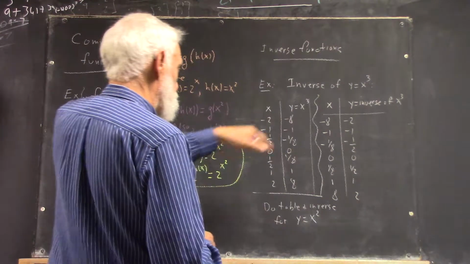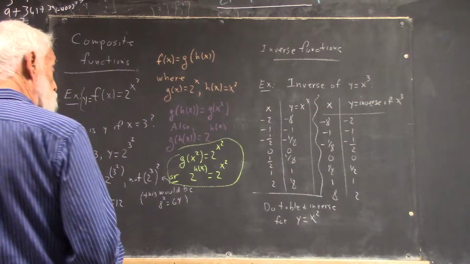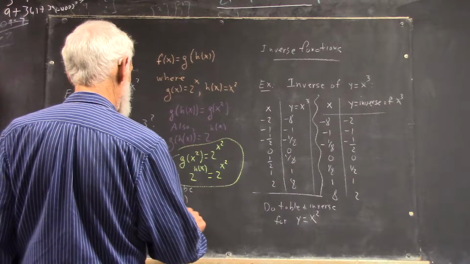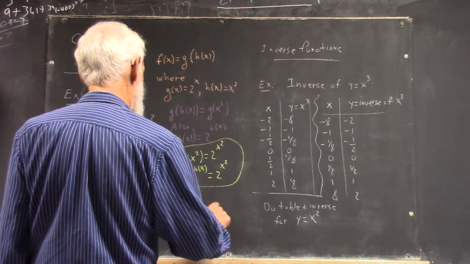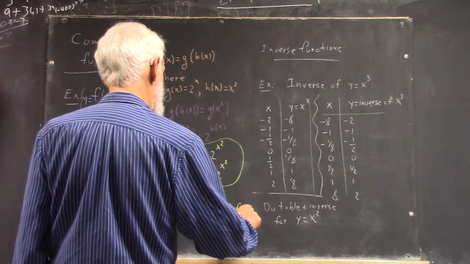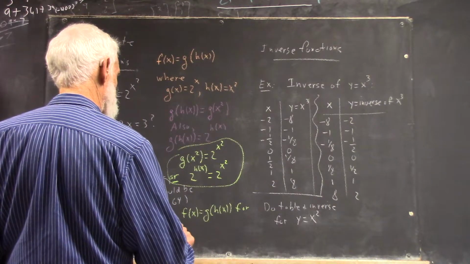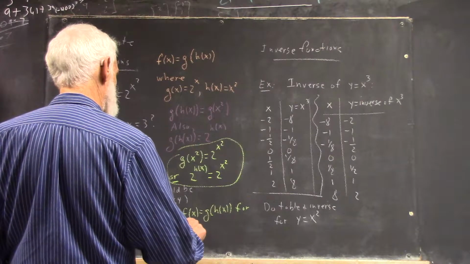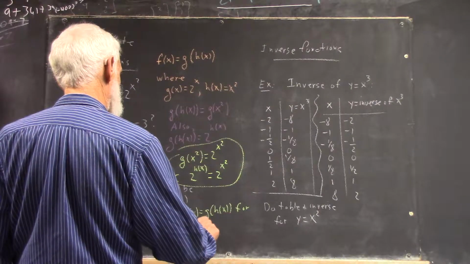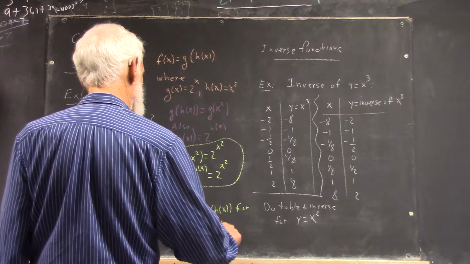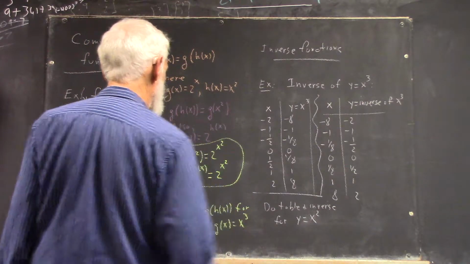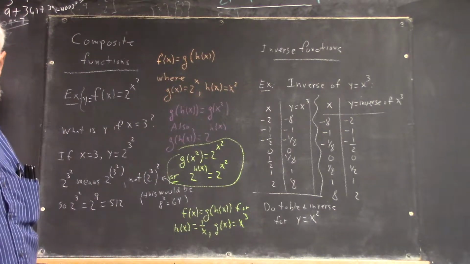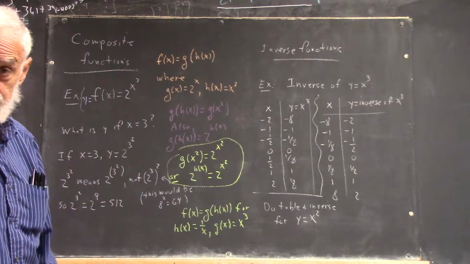So I'm going to ask you in a minute, after we look at the inverse for the x squared graph, to do g of h of x, for h of x is 1 over x, g of x equals x cubed. Follow this pattern, so see how it works out. Okay?